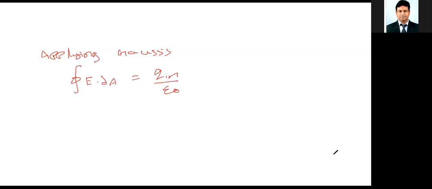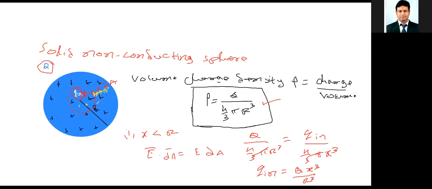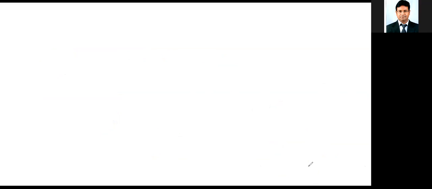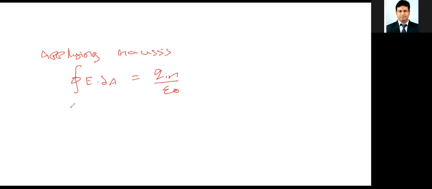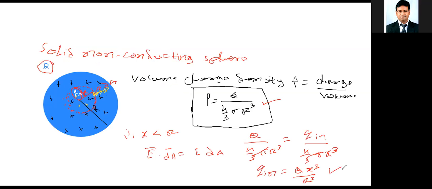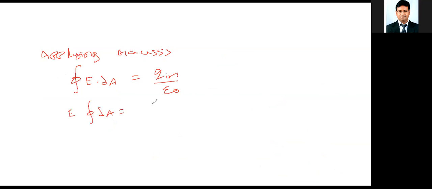Then we'll see one more thing here. Every point is uniformly distributed. That means all are equidistant points on the Gaussian surface. It's a sphere, so therefore the electric field at every point must be the same. So when I say electric field is the same at every point, then E must be constant. So I'll take E outside. I will write it as integral dA is equal to Q inside. We got Q inside as nothing but Qx cube by R cube. So I'll write it as Qx cube by epsilon naught R cube.